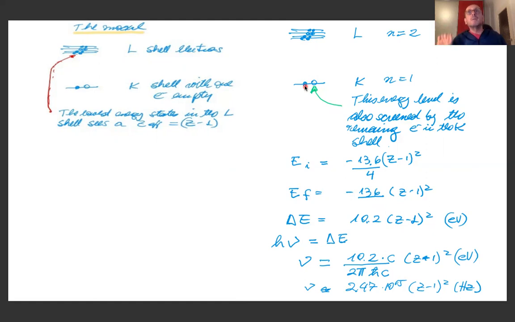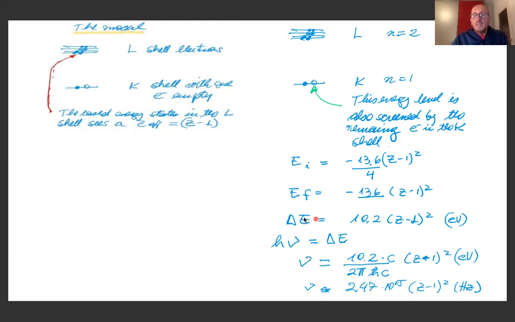So this is my model. You can argue about it, okay? You can say, oh no, the screening is not perfect, blah, blah, blah. Well, the only way to recognize if the argument is right is to test it. And you can say this is a good model if it actually describes nature as it should. And in this case, it does.